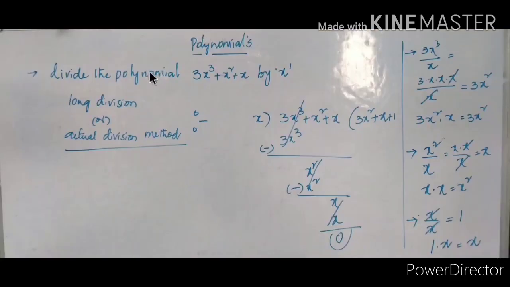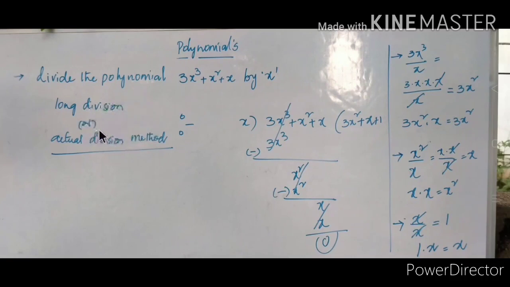So our first question is, divide the polynomial 3x cube plus x square plus x by x, by using the long division or actual division method. Here p of x means dividend. This is g of x, which means divisor. Just recall the division process you have learnt in your earlier classes.